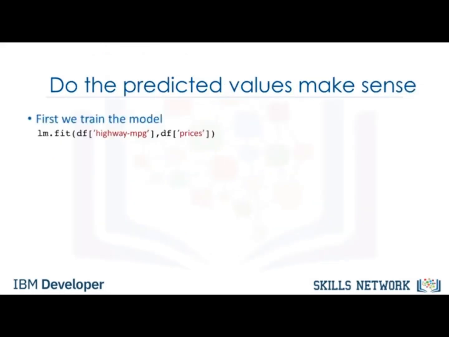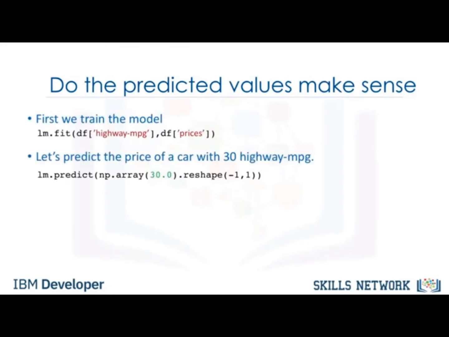If you recall, we trained the model using the fit method. Now we want to find out what the price would be for a car that has a highway miles per gallon of 30. Plugging this value into the predict method gives us a resulting price of $13,771.30. This seems to make sense. For example, the value is not negative, extremely high, or extremely low.